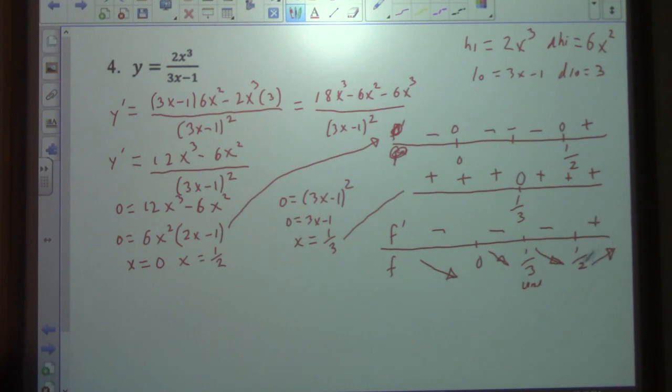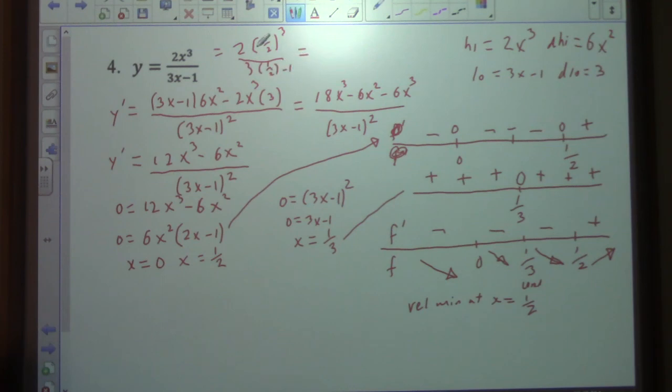So where do we have a relative maximum? No, right? We have a relative minimum at x equals 1/2. And then we can plug back in x equals 1/2 where? Right here. So we have 2 times 1/2 cubed over 3 times 1/2 minus 1.